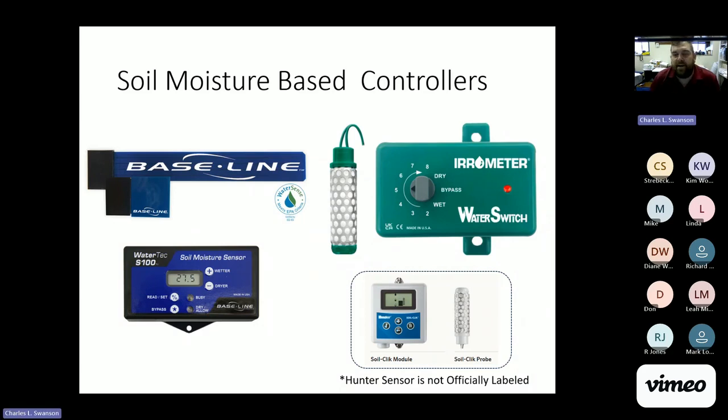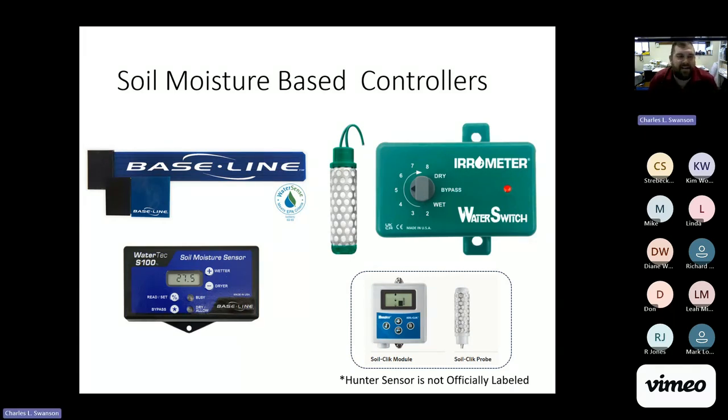And that works the same way here with the Aerometer-based controller, this green controller. You can see very different styles of technology. The Baseline is very digital-based, whereas Aerometer is more analog-based, where we have a simple dial here that you set based on your soil type, using the value they recommend in the installation guide.